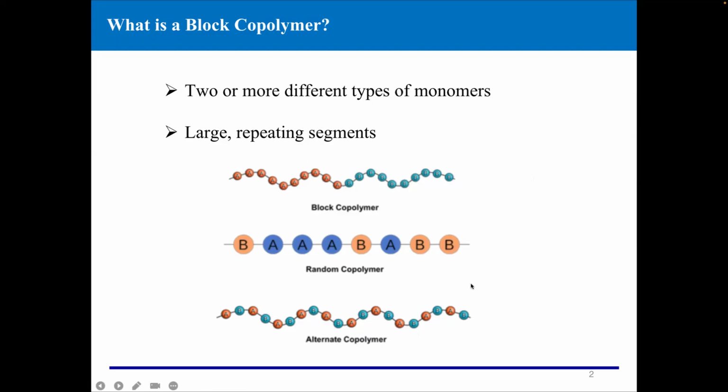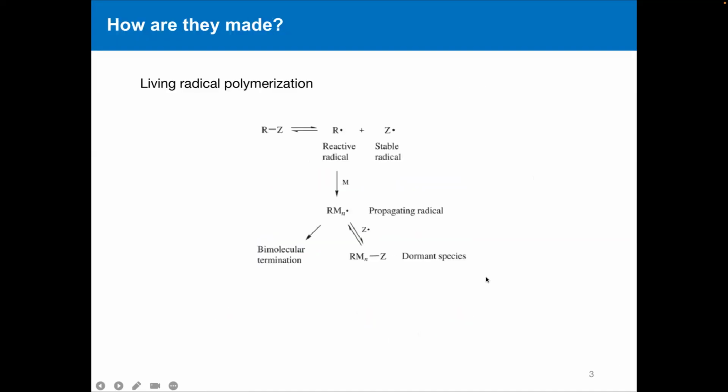So after knowing what a block polymer is, we want to know how we can make it. Most of the time, we can get block polymers by living polymerization. But living polymerization also has three types: radical, anionic, and cationic. So today we'll just use living radical polymerization as an example.